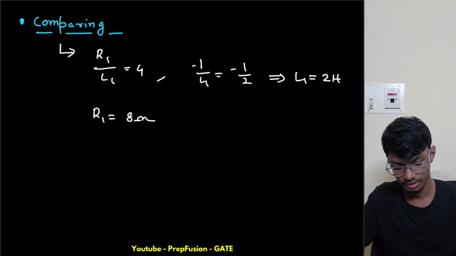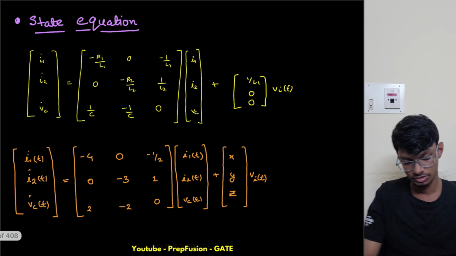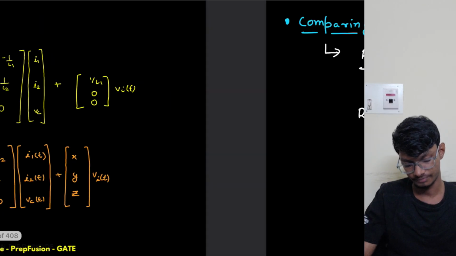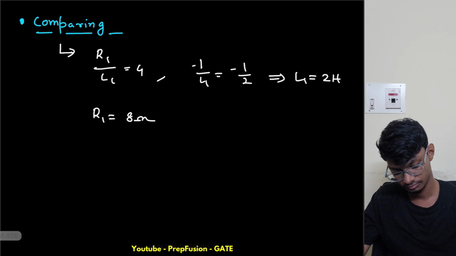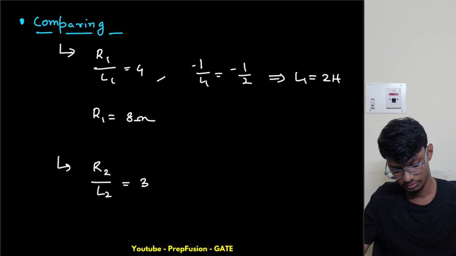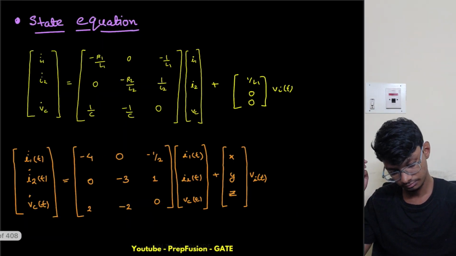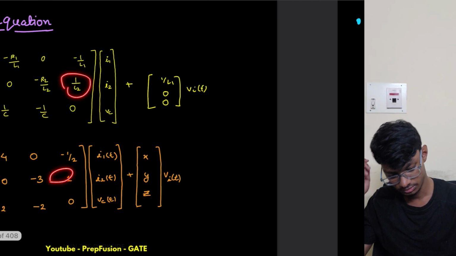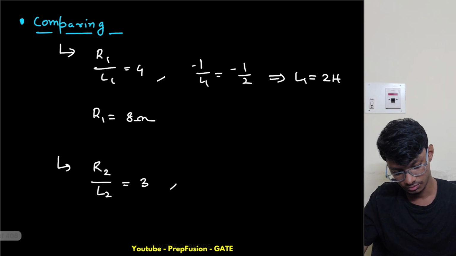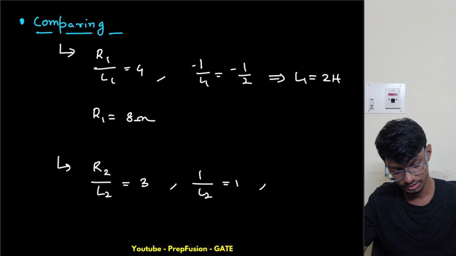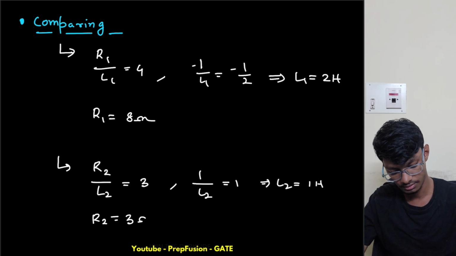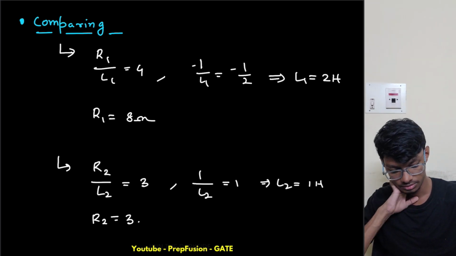Okay, now another relation from the second row, what do I get? So minus R2 by L2 equals minus 3. So R2 by L2 equals 3, right? And 1 by L2 equals 1. So what is L2 equal to? 1 Henry only, right? So R2 equals 3 ohms only. Okay, R2 equals 3 ohms only.